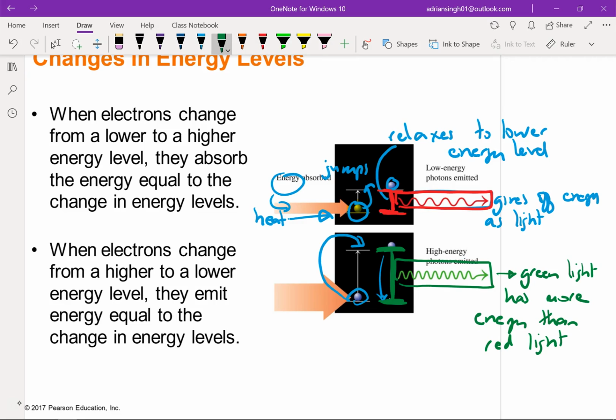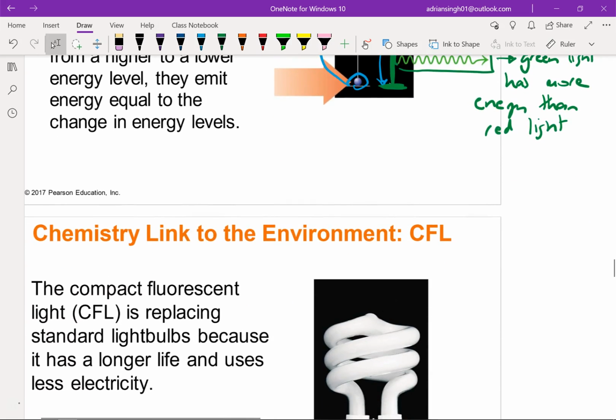All right, so the color of light, just as an aside, corresponds to energy, right? So the closer you are to the red end of the spectrum, the lower the energy. The closer you are to the blue end of the spectrum, the higher the energy associated with it.